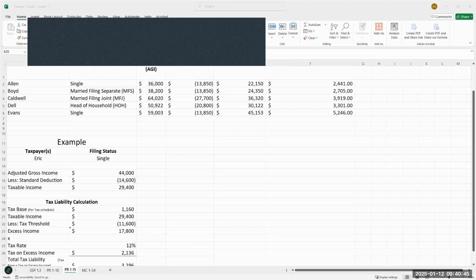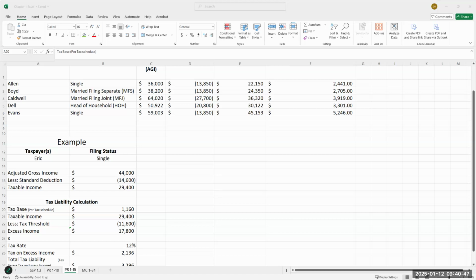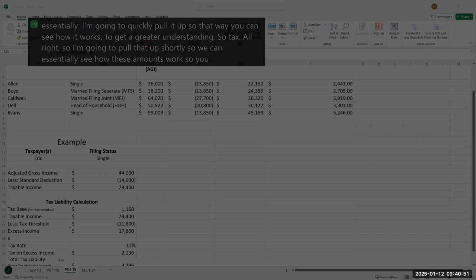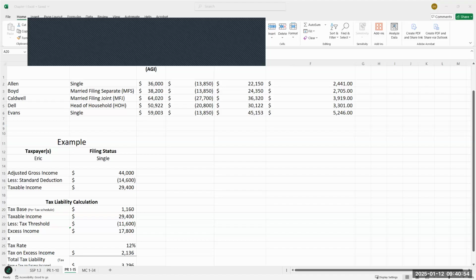All right, so I'm going to pull that up shortly so we can essentially see how these amounts work so you can get a better understanding. It's very important to understand this, especially if you want to venture into tax planning. You want to be able to better advise your clients.